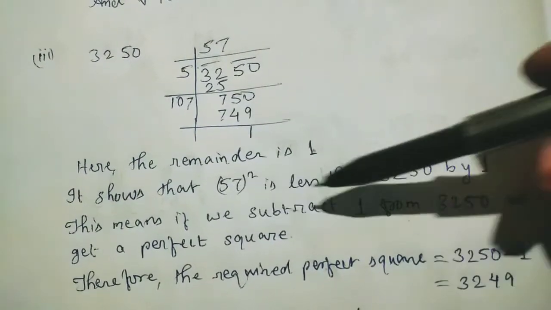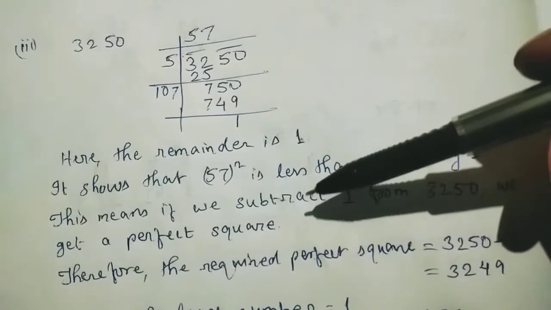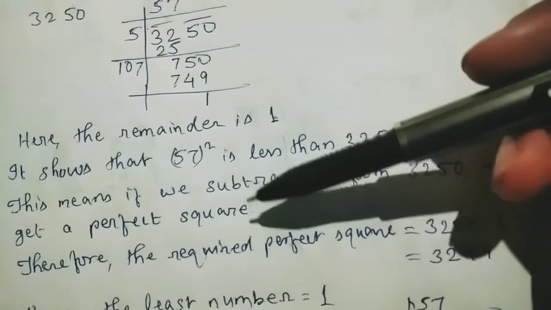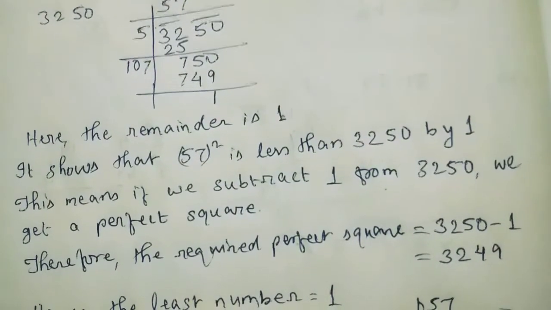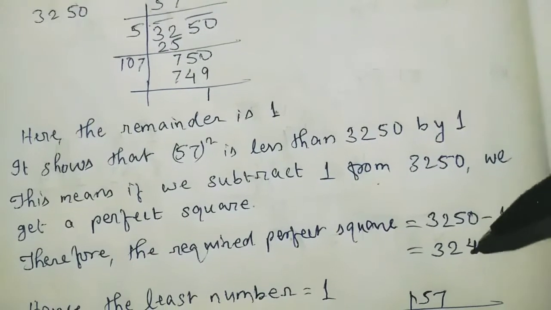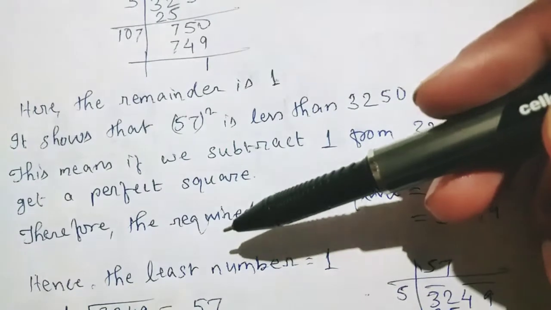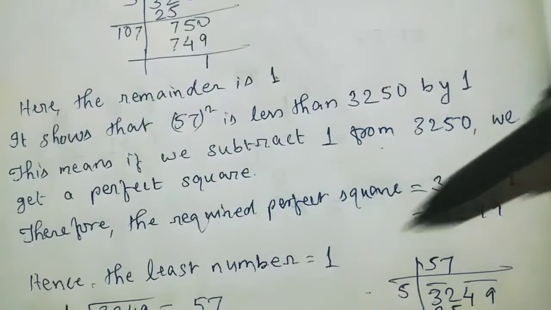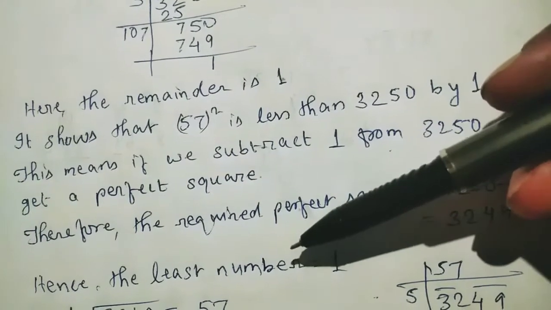So that means what? If we subtract 1 from this 3250, then we get a perfect square. So when you subtract it, we are getting the required perfect square, which is 3250 minus 1. So the perfect square is what? 3249. Now what is the least number then? So the least number by which we subtract is 1, because we have subtracted 1, then we get the perfect square.